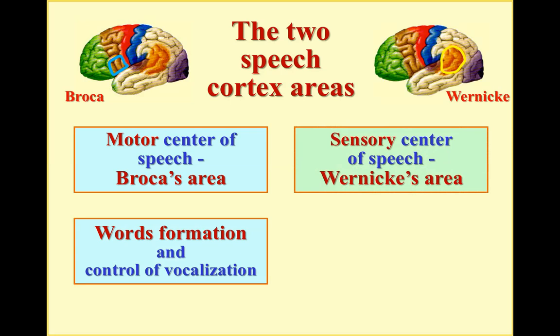To say it more widely, this center first enables us to choose words to express our thoughts, then to construct a grammatically correct phrase, and to produce the sounds themselves, vocalization. So its function is wider than simply vocalization. But anyway, this is a motor center because pronunciation is the final result of all these processes.